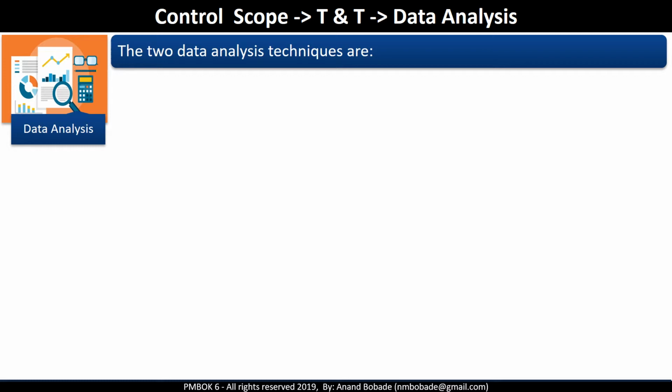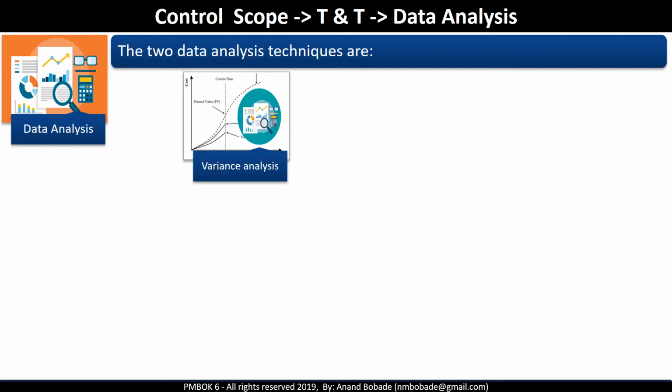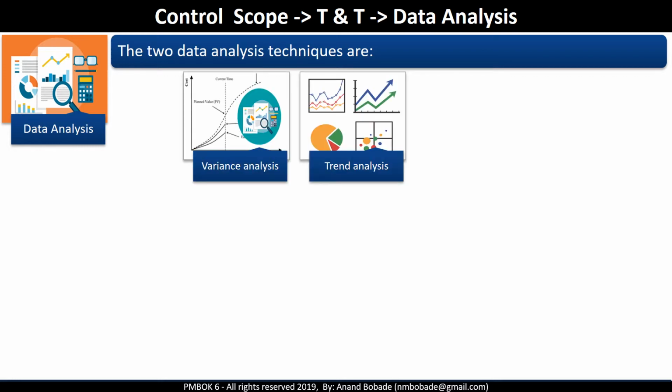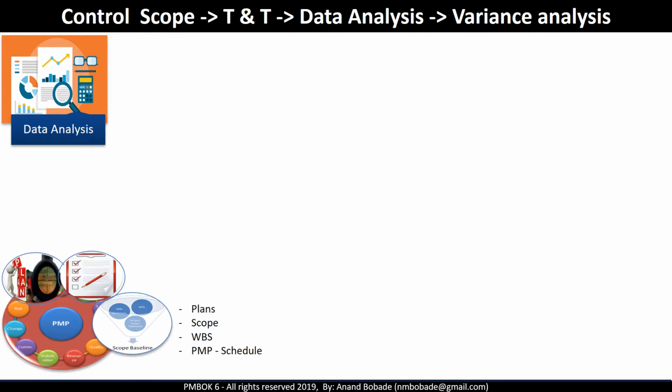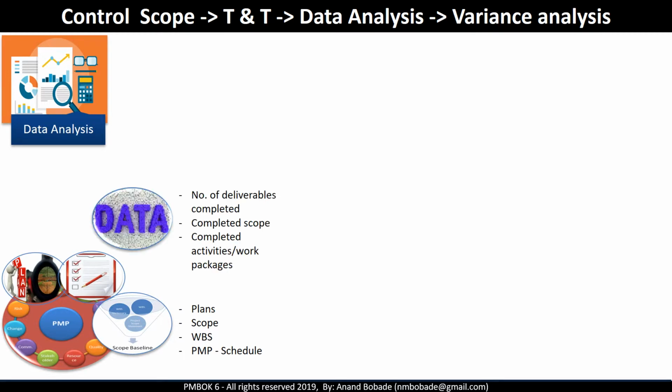And this is where data analysis technique is used. The two data analysis techniques are variance analysis and trend analysis. Variance analysis: this is where you take the work that was supposed to be done or deliverables to be delivered from the scope baseline and compare it with the actual work done obtained from the work performance data.